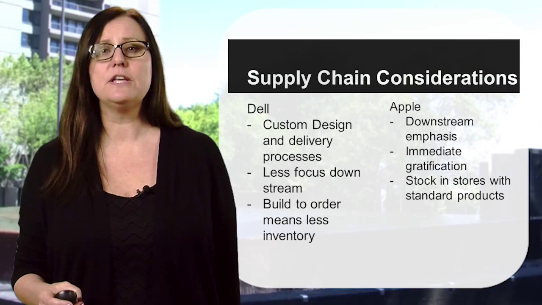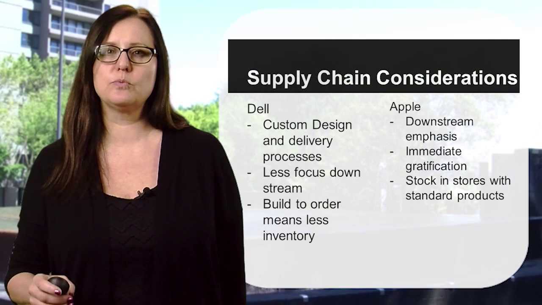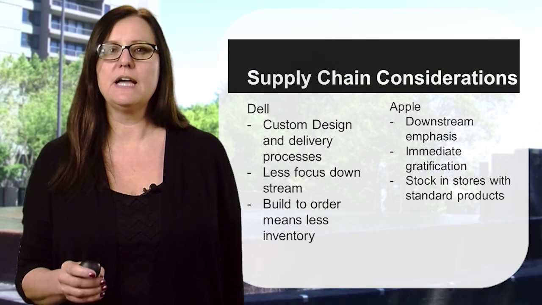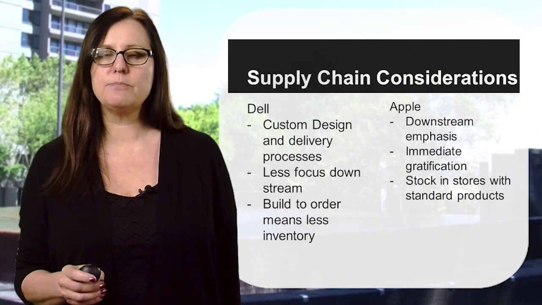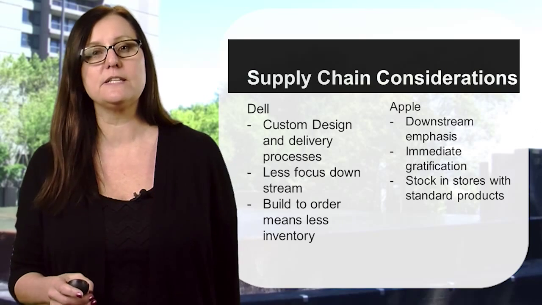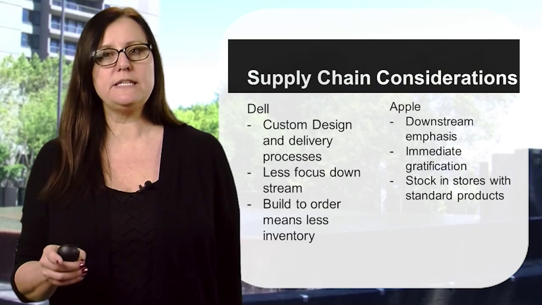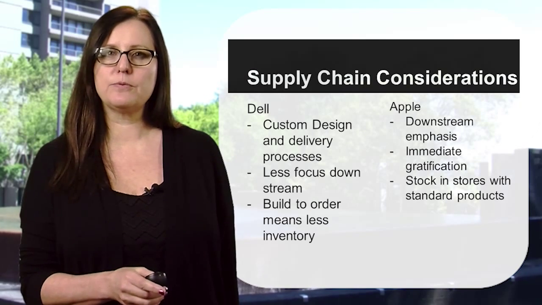For Dell, you have custom design and delivery processes. It's really about the delivery. There's less focus downstream because they don't need to stock as much in the stores. They don't have that instant gratification. And build to order, that's really doing a lean process all the way through.